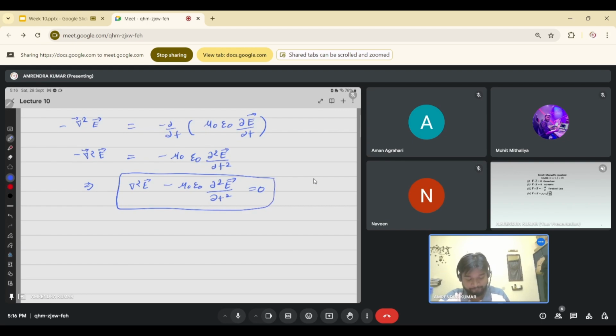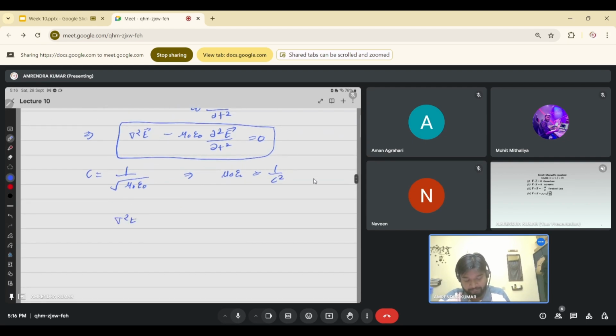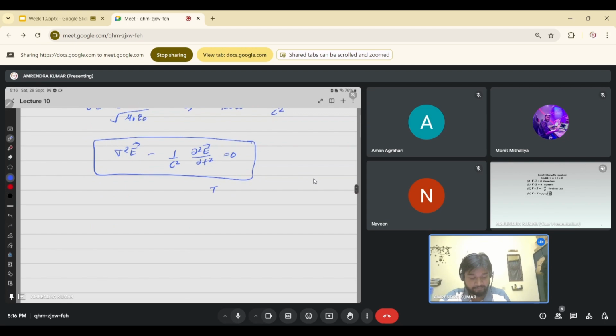And we know the value that c is 1 over the square root of mu 0 epsilon 0. That means mu 0 epsilon 0 will be 1 over c square. Let's substitute that. So del square E minus 1 over c square del square E over del t square is equal to 0. This is the electromagnetic wave equation. So this we have seen earlier.